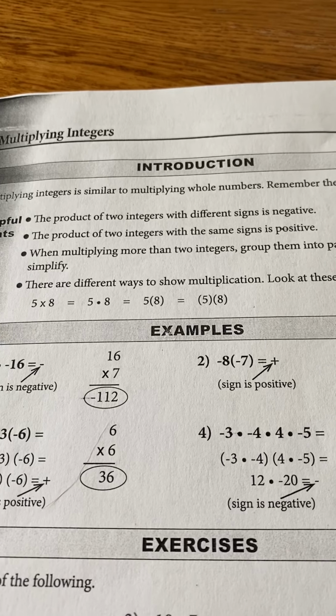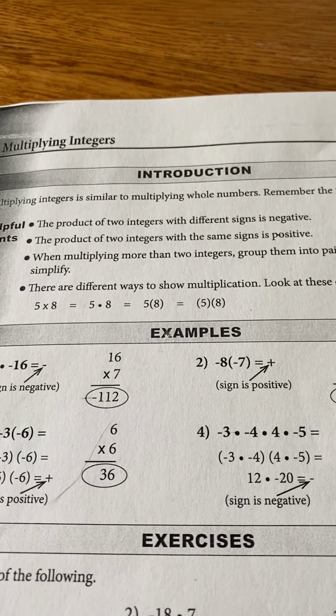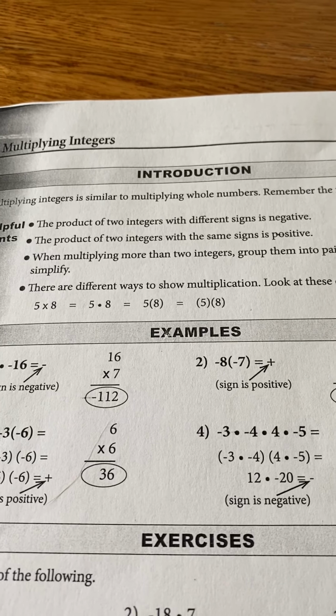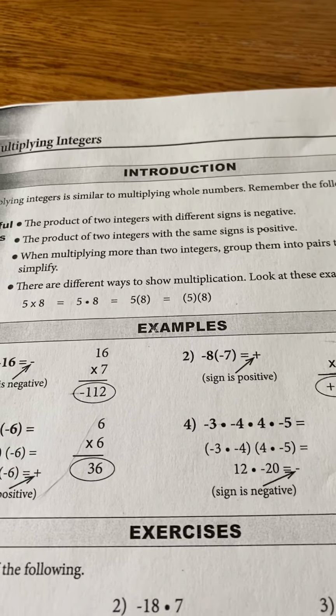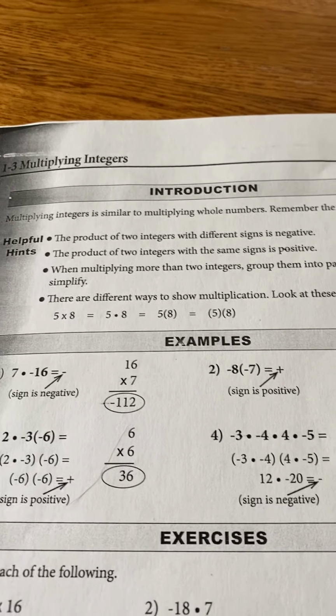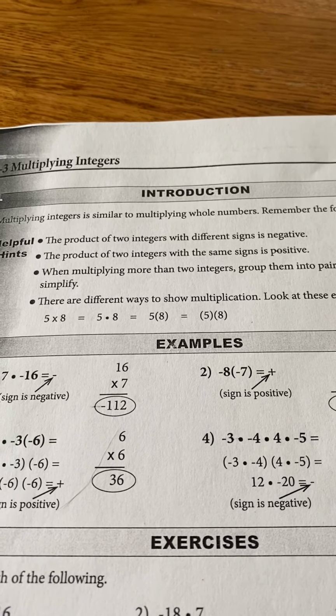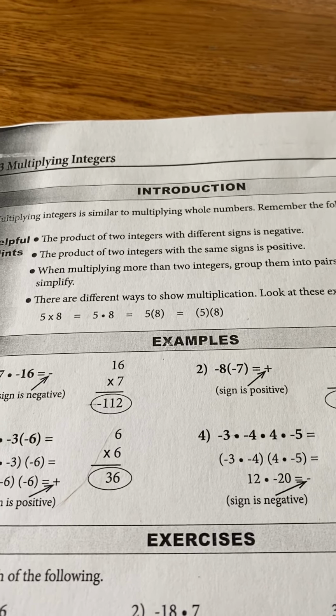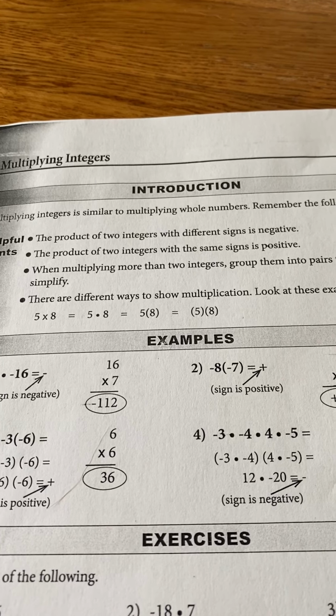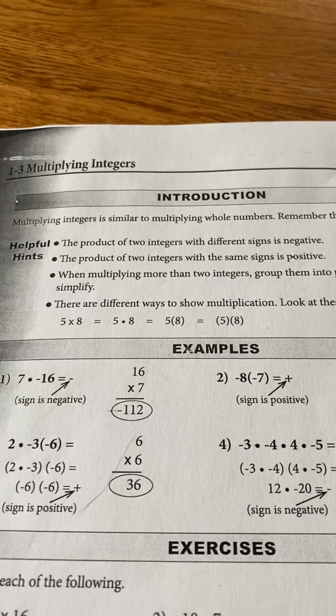When multiplying more than two integers, group them into pairs to help simplify. If you notice, when we did adding and subtracting integers, it pretty much told you the same thing, to group them into pairs to help you simplify. We're going to go through that on one of these examples to show you exactly what I mean.